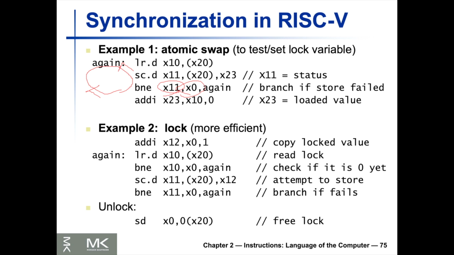Okay, so let's have a look at the second example, where we are implementing a sort of lock, which is a more efficient way to perform that atomic swap. So in example 2, we are trying to acquire a lock at the location in register x20, where the value of 0 means the lock is free, and 1 means the lock was already taken. It's locked.